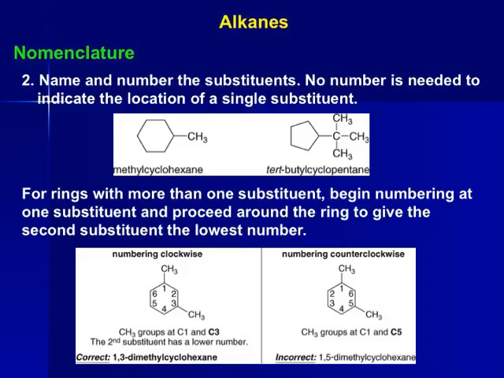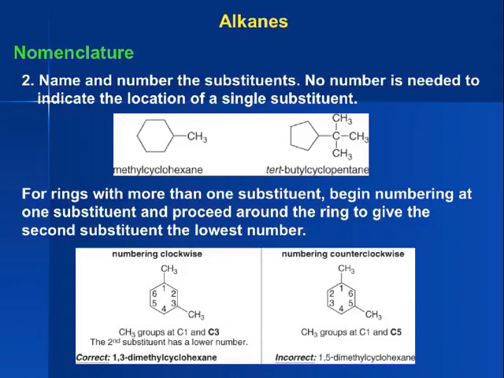So we talked a little bit about this. This is methylcyclohexane. Why is this not 1-methylcyclohexane? Because there's only one group. So no matter where you put it, it's always going to be position 1. So we don't have to worry about the number in that particular name.